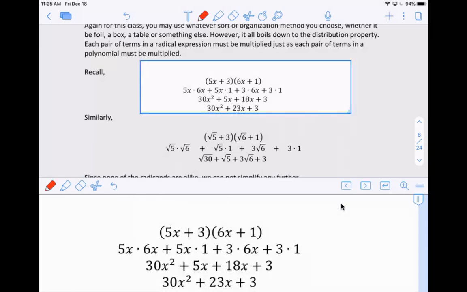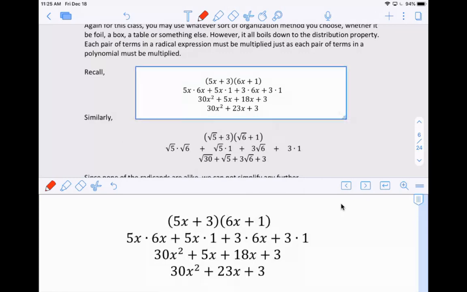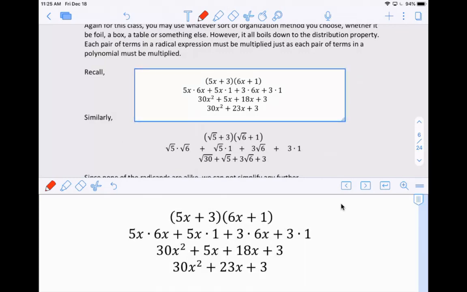So let's revisit multiplication of polynomials for a second. When we multiply two binomials together, we have to think about distribution. In other words, everything needs to get paired up. Now again, there's 287 different ways to organize this. You can do FOIL, box, table, I don't care, whatever helps you see. But we need to match up this 5x to both those terms and this 3 to both those terms. So we end up with 1, 2, 3, 4 things, and then some stuff might end up simplifying.